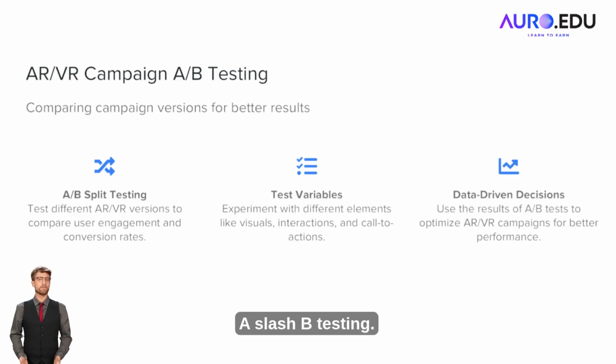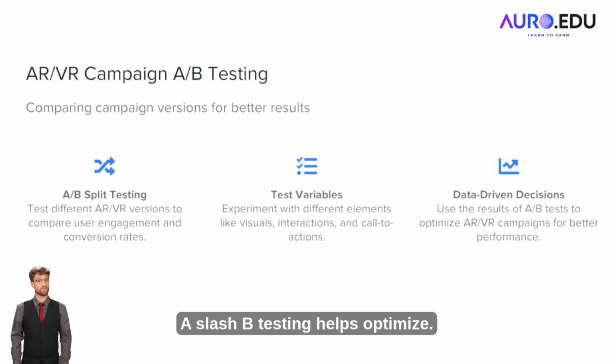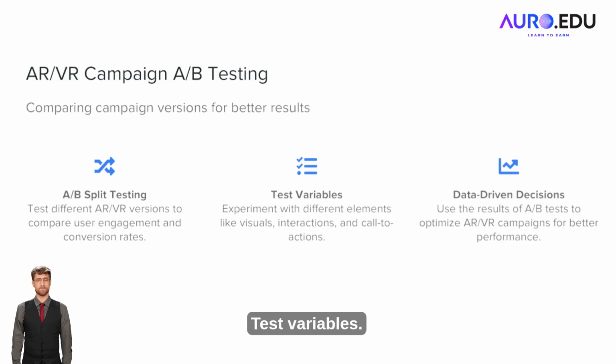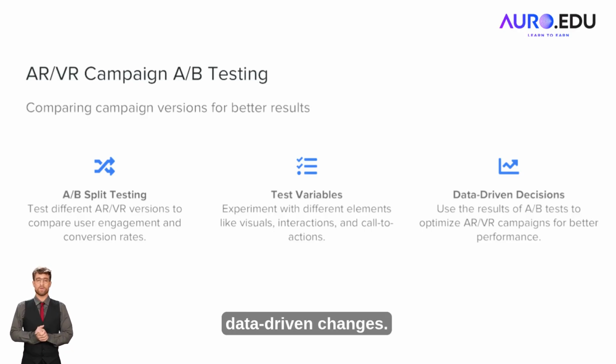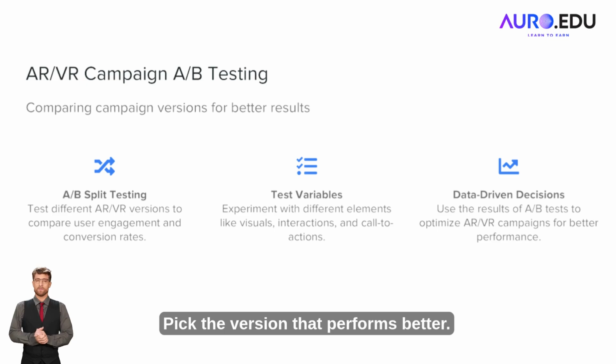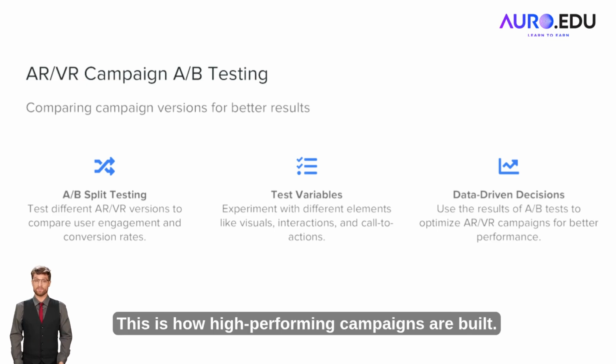AR/VR campaign A/B testing. A/B testing helps optimize. Split testing: try different versions of visuals, content, or calls to action. Test variables: experiment with colors, layout, or flow. Make data-driven changes and pick the version that performs better. This is how high-performing campaigns are built.